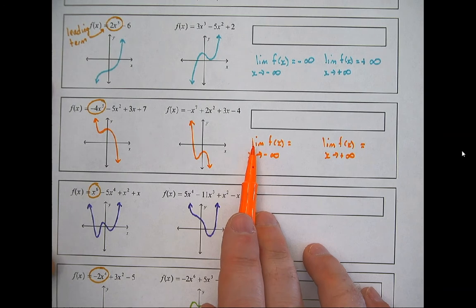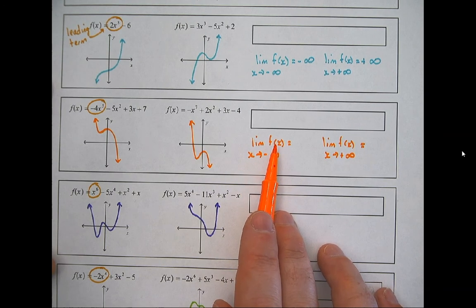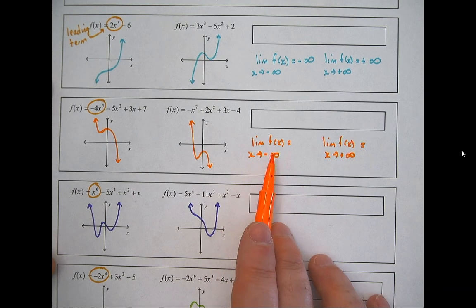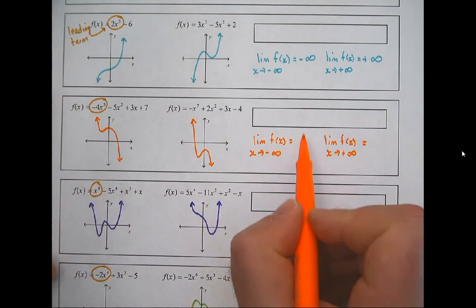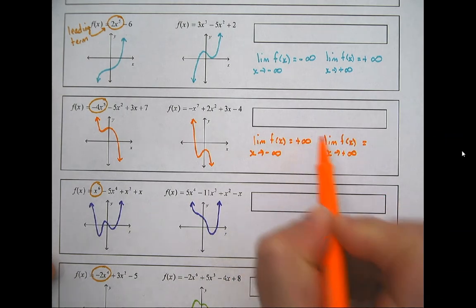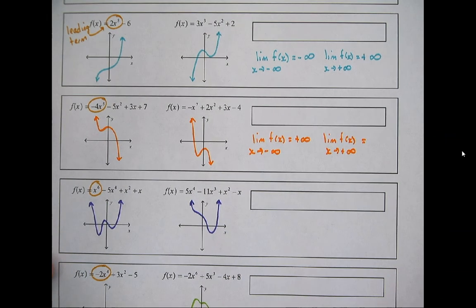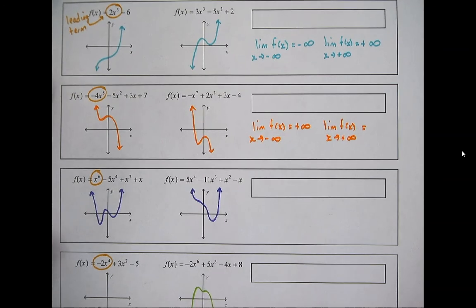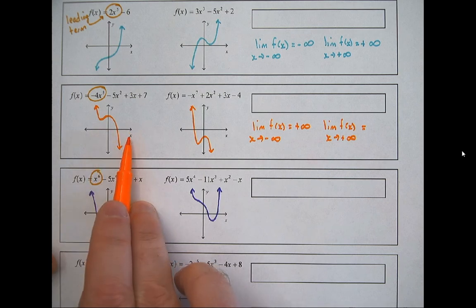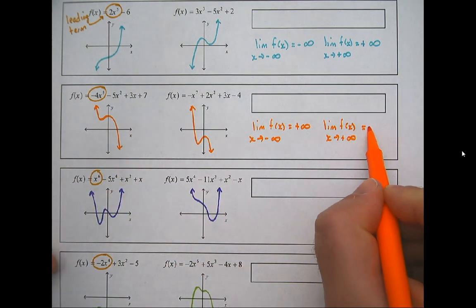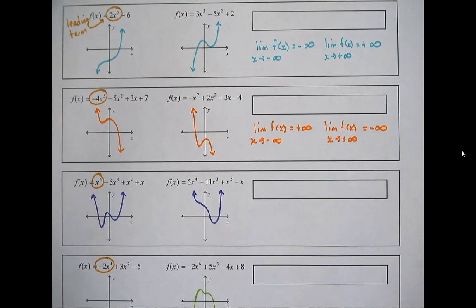This is read the limit of f of x as x goes towards the negatives, or as x approaches negative infinity. So as x goes towards negative infinity, my y values go up, up, up. I like to put the plus in front. You don't have to. You can just write infinity, but I like to write the plus to remind myself that sometimes I have to write a negative. As x goes towards positive infinity, my function values go down, down, down, down, down. So that's negative infinity.